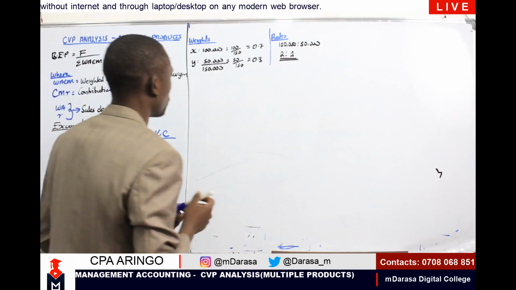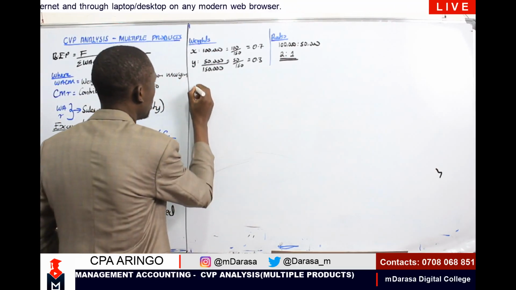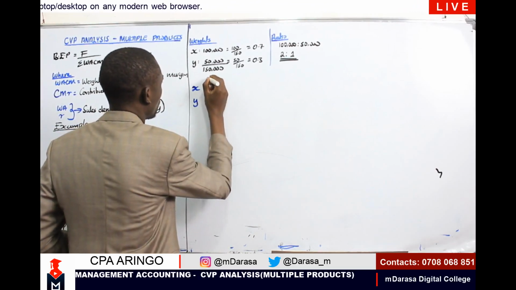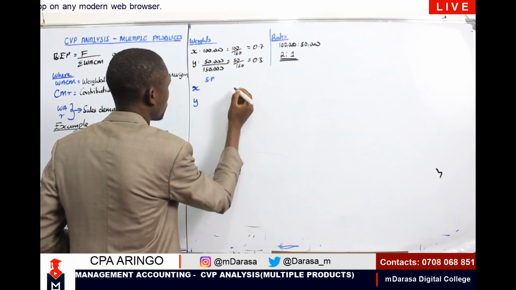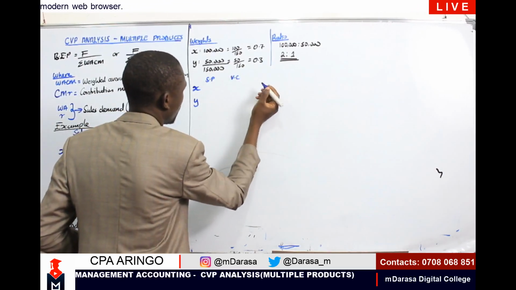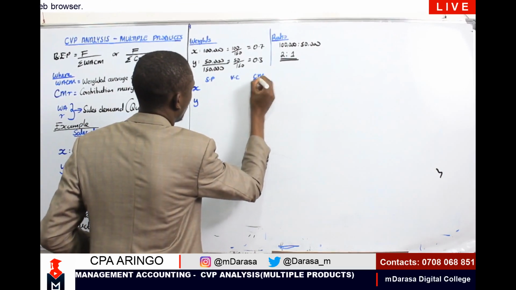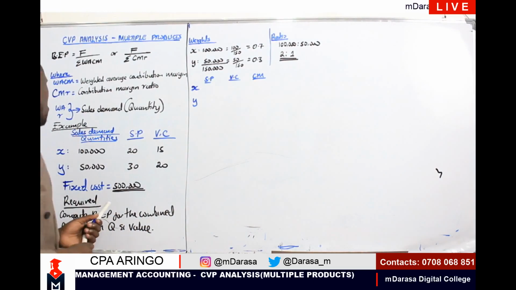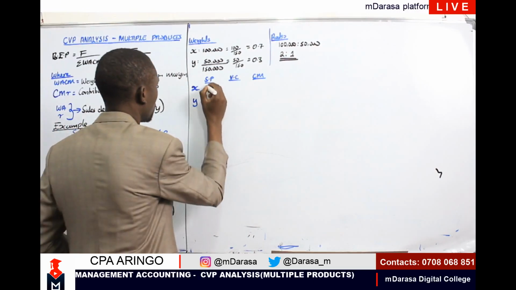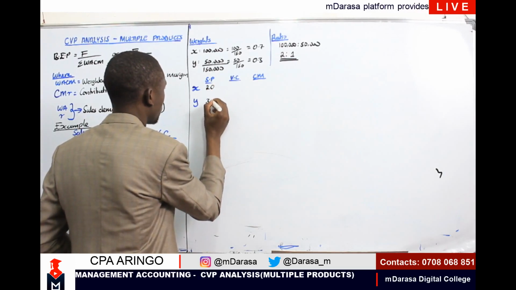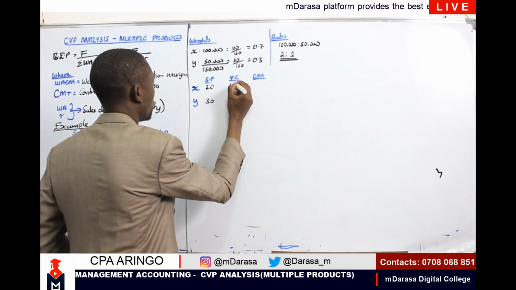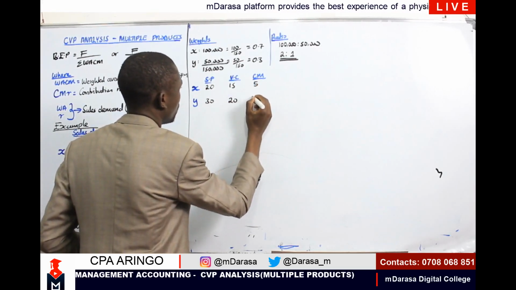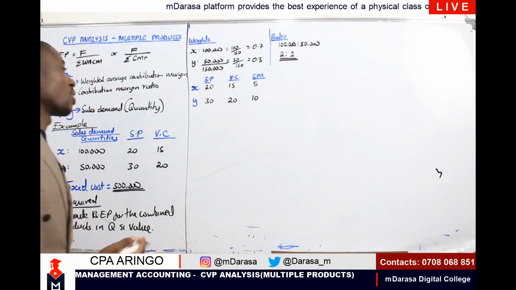To determine our contribution margin, I know very well I'm dealing with two products, X and Y. It should have my selling price per unit and our variable cost per unit. The difference should give us what? Our contribution margin. So selling price per unit of our products, you can clearly see we had 20 and 30. Variable cost, I'm having 15 and 20. So this should give us 5, and this should give us 10. I'm having our contribution margin.